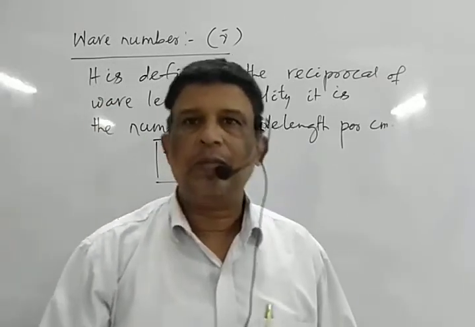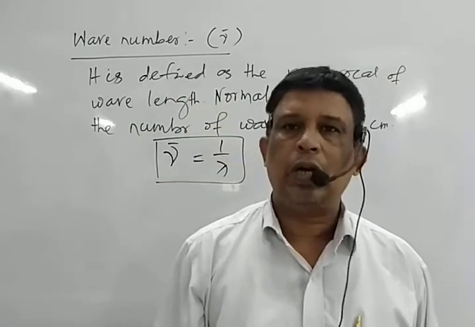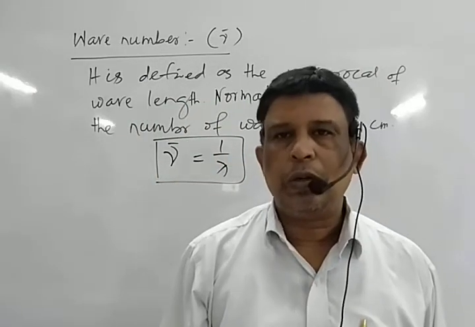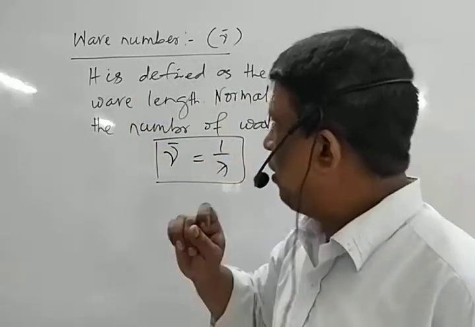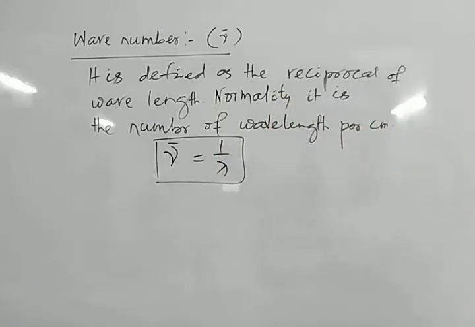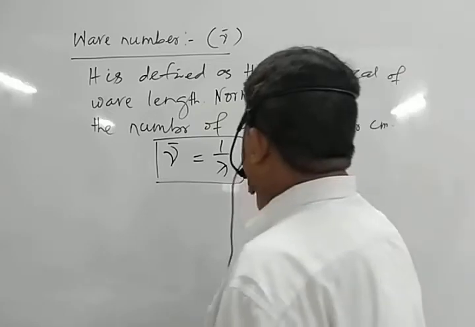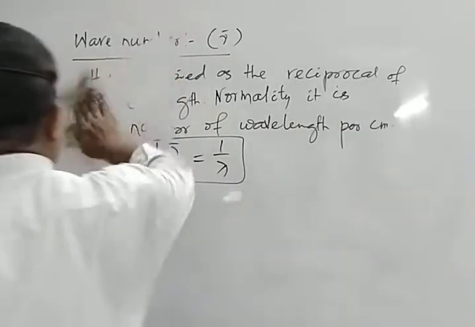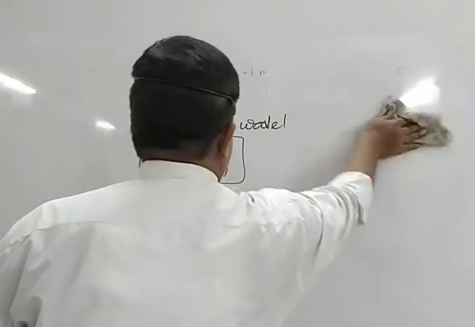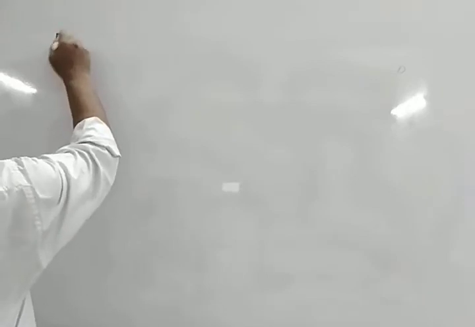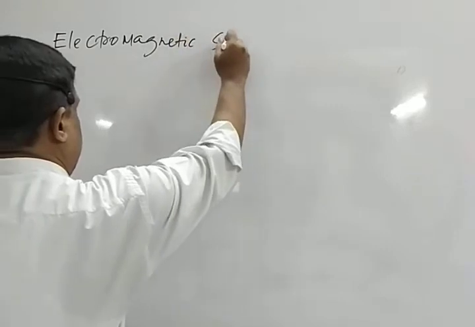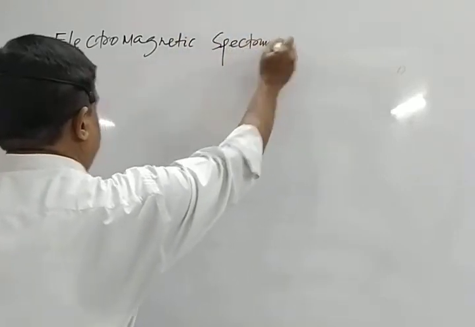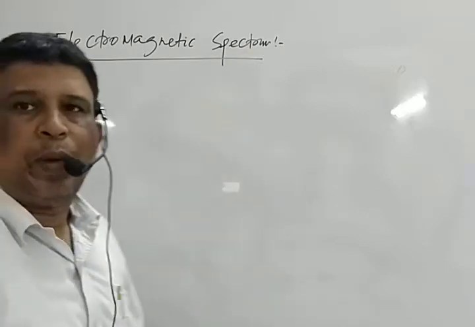These are some frequently appearing terms. Next, after the wave number, we discuss another term that is known as electromagnetic spectrum. Mark that. What do you mean by electromagnetic spectrum?